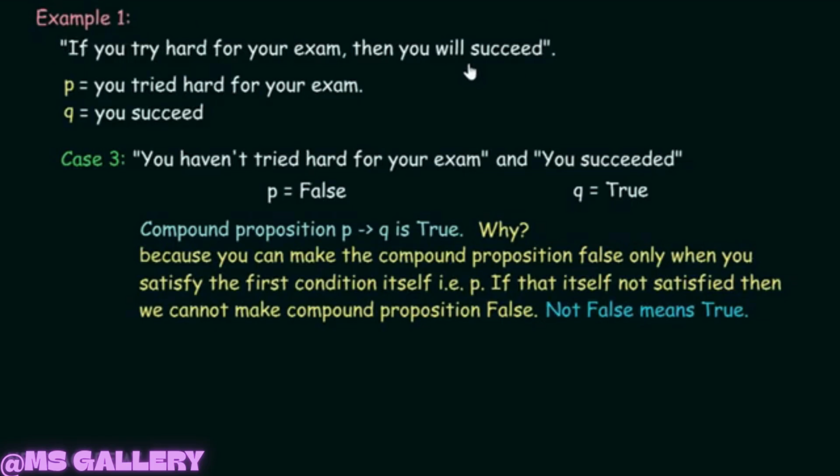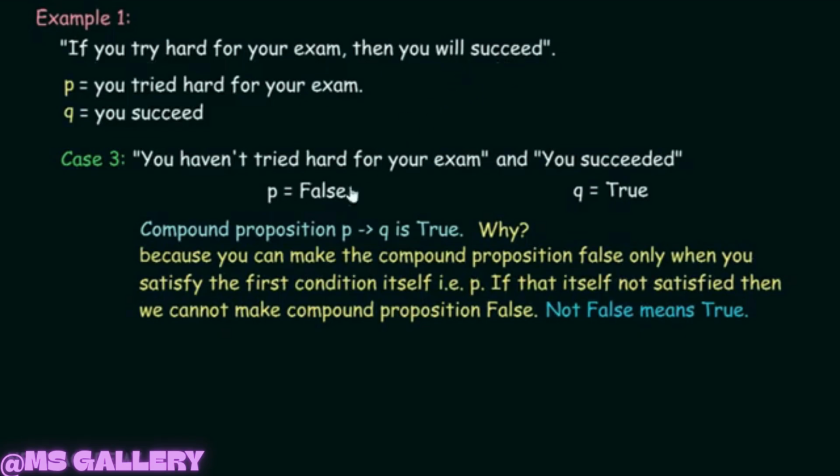Did you get my point? If that itself is not satisfied, then we cannot make the compound proposition false, right? Not false means true. Therefore, we can say that this particular compound proposition is true when P is false. You can only argue about this particular statement when you tried hard for your exam. If you haven't tried hard for your exam, then how can you argue about this particular statement? You cannot make this statement false.